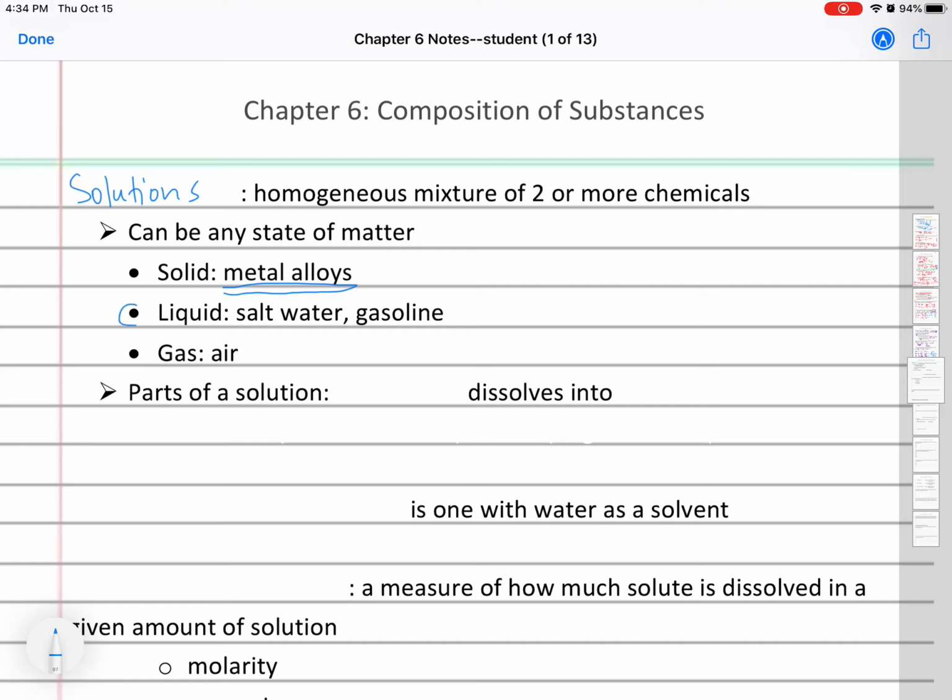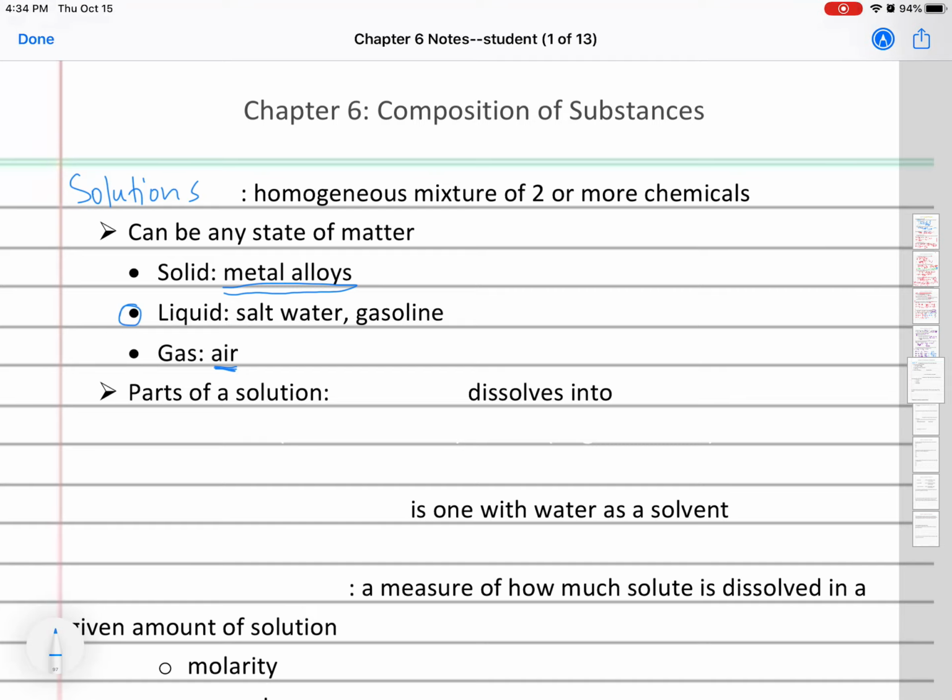Liquid is what we typically think of solutions as being. Things like salt water, gasoline, coffee, juice, beer, all those things are liquid solutions. But then there's also air, or gas solutions. The air we breathe is a solution. It's a homogeneous mixture of oxygen, nitrogen, hydrogen, well, not so much hydrogen, carbon dioxide.